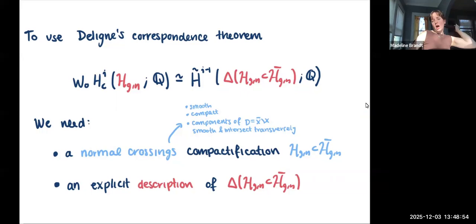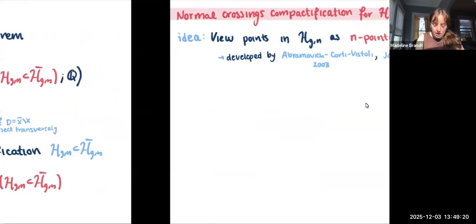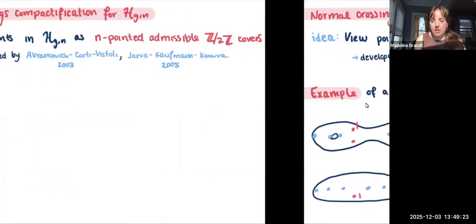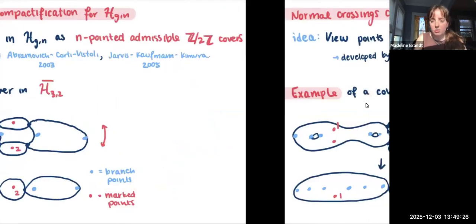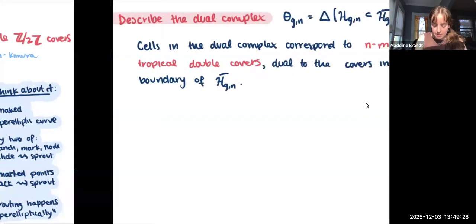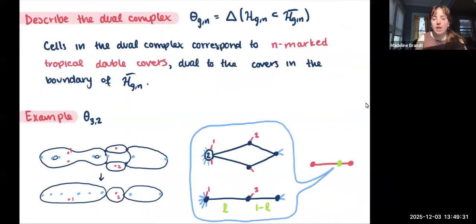Okay, I'll just do the rest of this in brief. If we want to use Deligne's correspondence theorem, we need to construct this guy. What we need is a normal crossings compactification of HGN, which is one of the more challenging steps of this process. We also need an explicit description of this boundary complex. I'm going to skip this because it's heavy in the algebraic geometry and we're short on time, so let me skip to the picture.